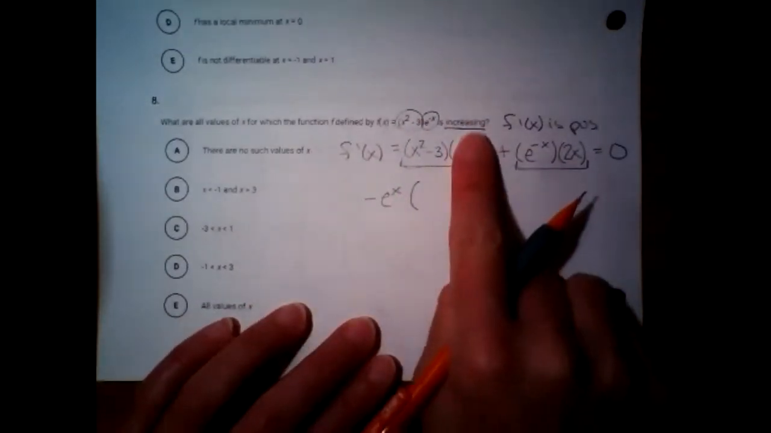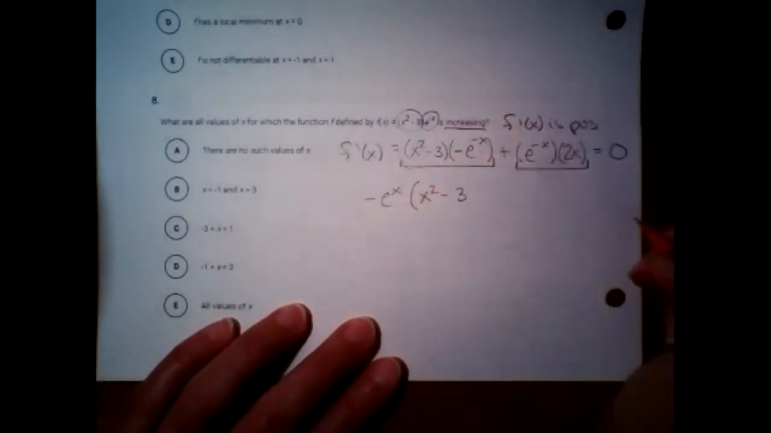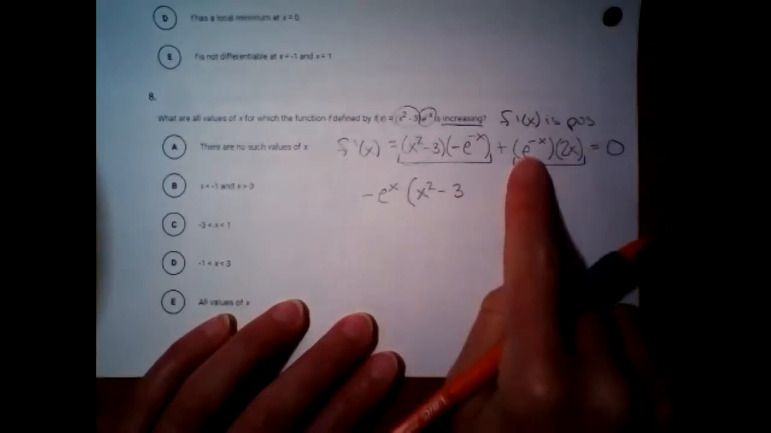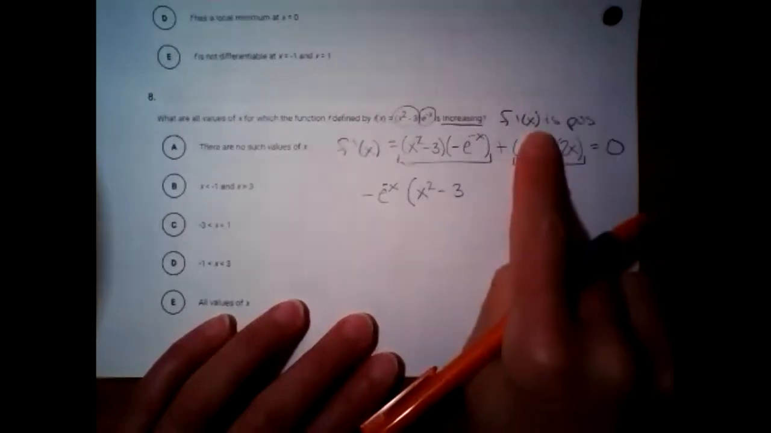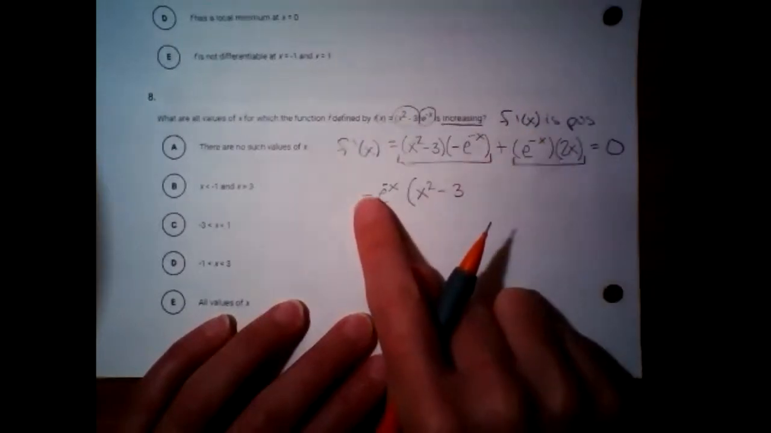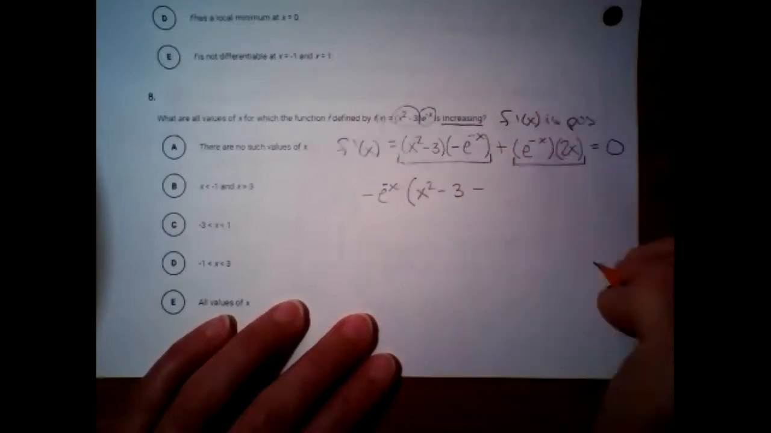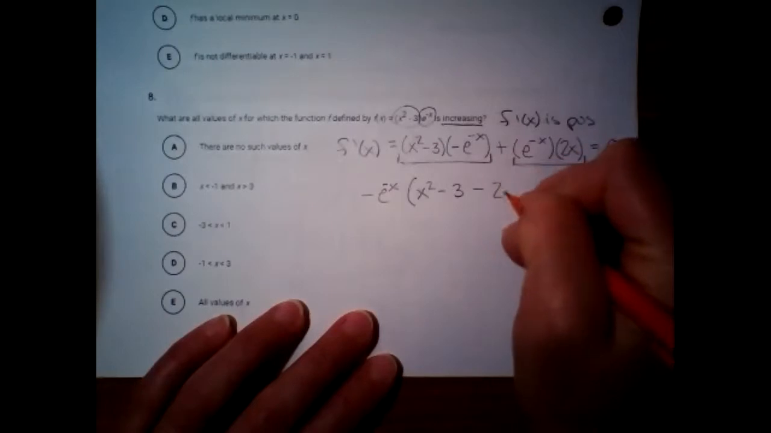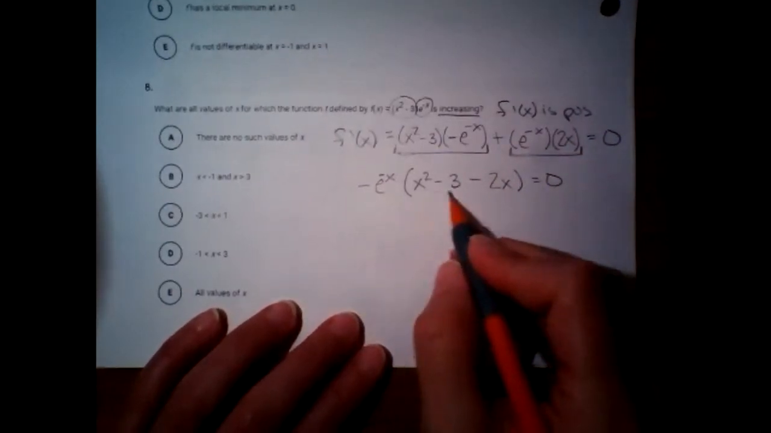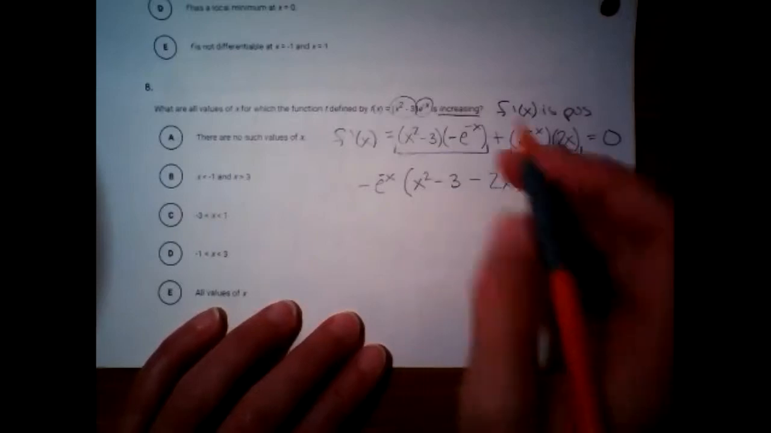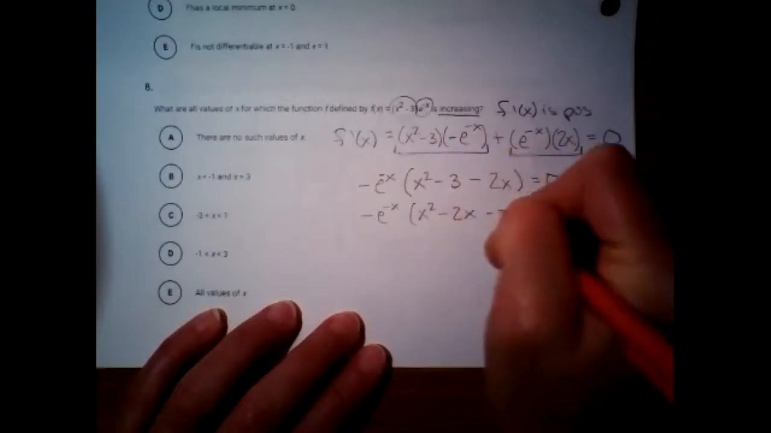So if I take that out of the first term, I'm just left with x squared minus 3. And if I take that out of this term, I have the e to the negative x. Oh, sorry, I forgot the negative there. I have the e to the negative x, but I'm also dividing by a negative. So that's going to make this plus into a minus. And then I've got the 2x that's there. And so in this next step, I'm just going to rearrange this so that it's in descending order to make it look a little bit nicer. This would be x squared minus 2x minus 3.